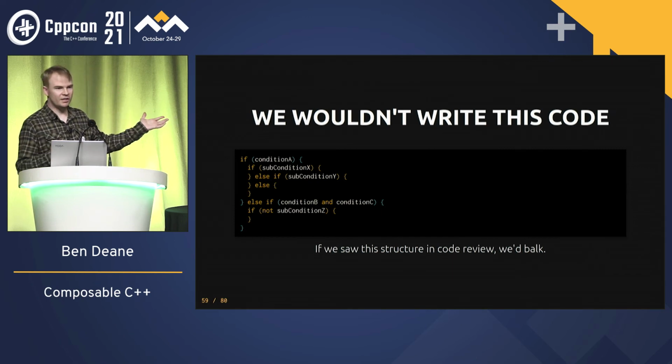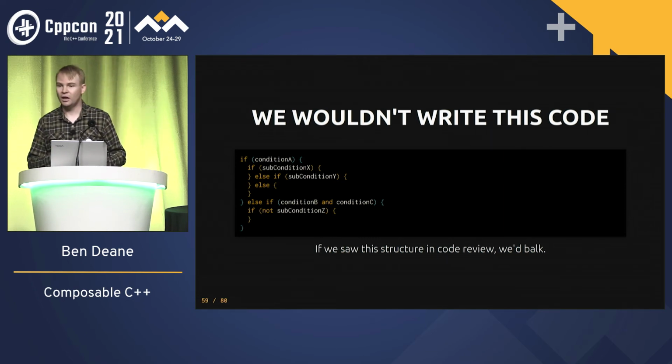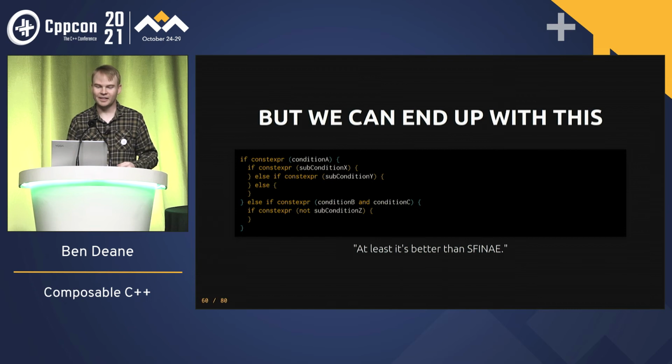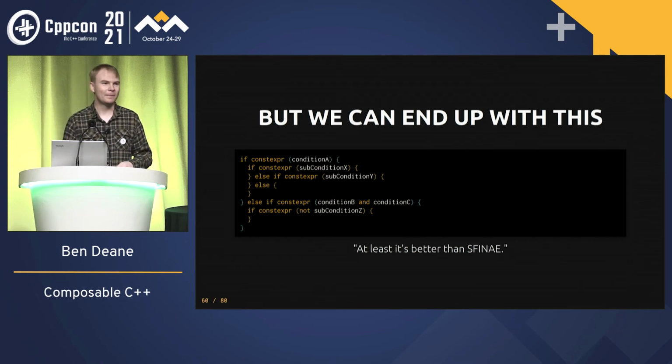If I saw this in a code review, or if I saw this evolving in my code as I was writing it, I would immediately think, wow, I should refactor this. It sticks out like a sore thumb. We know spaghetti code. So I see things like this, and people say, well, at least it's better than SFINAE. And I say, is it? I don't think it is. I don't think it is.